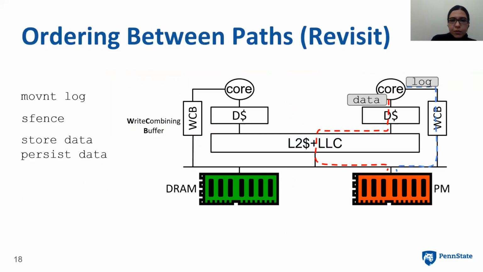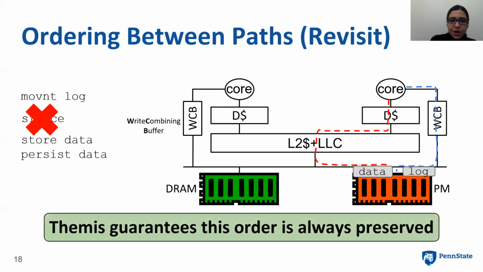With this analogy in mind, we revisit the log data ordering example. Our goal is to eliminate the sequence instruction and let log and data start their journey in temporal and non-temporal paths simultaneously. In the common case, the order is preserved and log will be persisted before the data. But Themis guarantees that this order is never violated by extending the x86 memory persistency model in hardware.